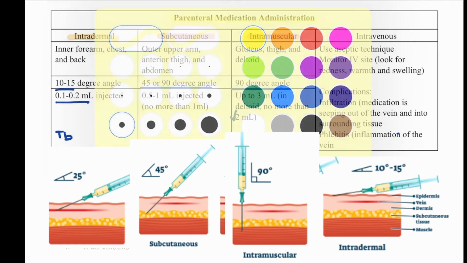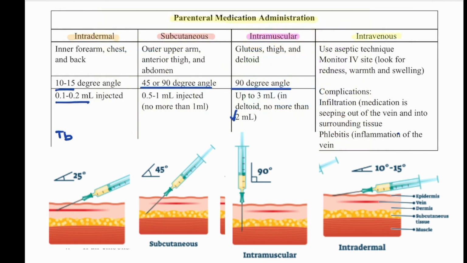Then we have intravenous. And when we're giving intravenous medications, we want to make sure to use aseptic technique, monitor the IV site for redness, warmth, and swelling. And different complications that can occur are things like infiltration, where the medication is seeping out of the vein into surrounding tissue, or phlebitis, which is inflammation of the vein.